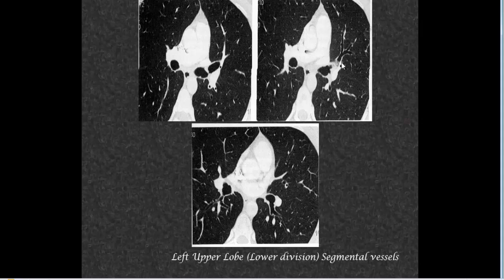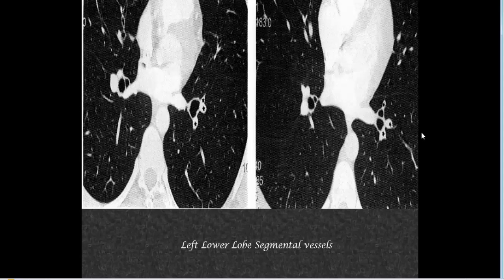Again, the left lower lobe segmental vessels, accompanied by airway branches of the trachea.